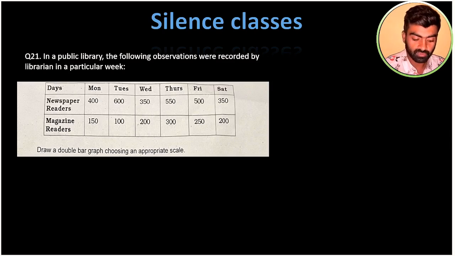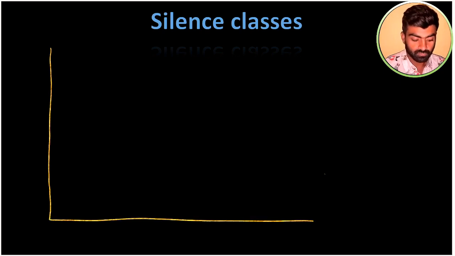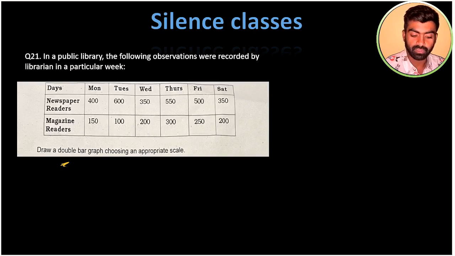Okay, so that's why we have to make a double bar graph. Let's draw a bar graph first of all. Let's take this line and this. Over here the days are given: Monday, Tuesday, Wednesday, Thursday, Friday, and Saturday.